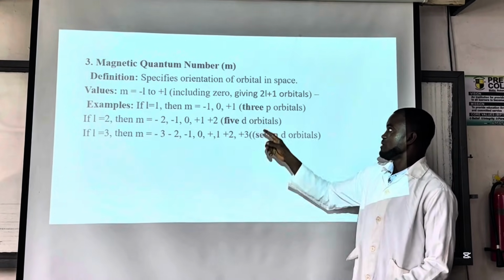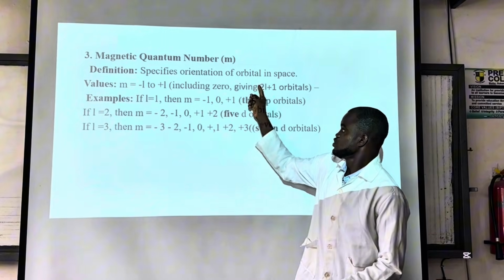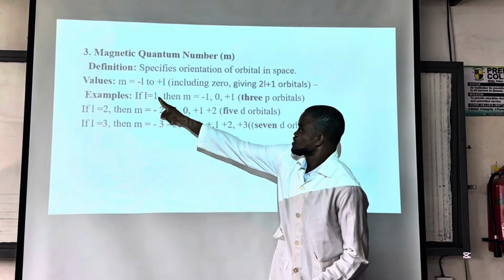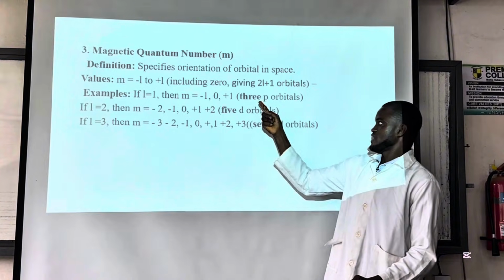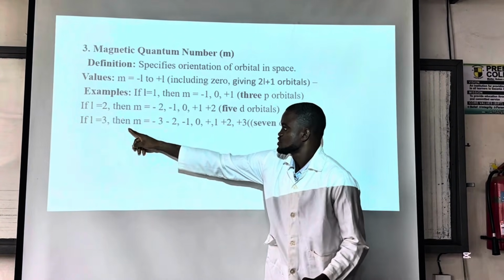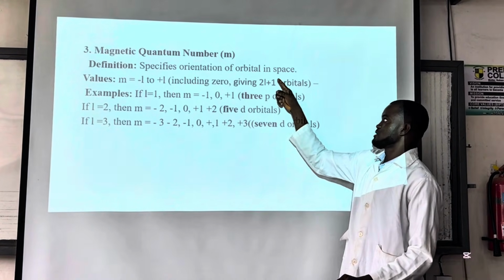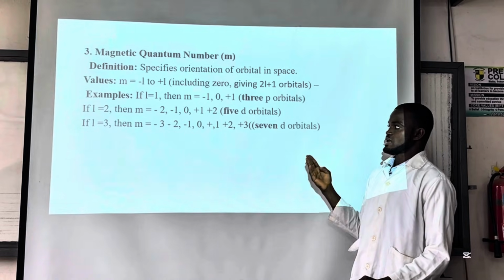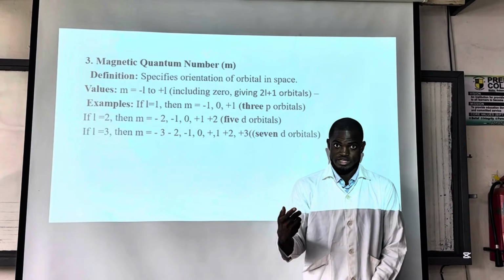You can use the formula 2L plus 1. If L equals 1, 2 times 1 is 2, plus 1 is 3, that's why we have 3. If L equals 3, then 2 times 3 is 6, plus 1 is 7. You can use the formula to give you the summary of the number of possible orientations.